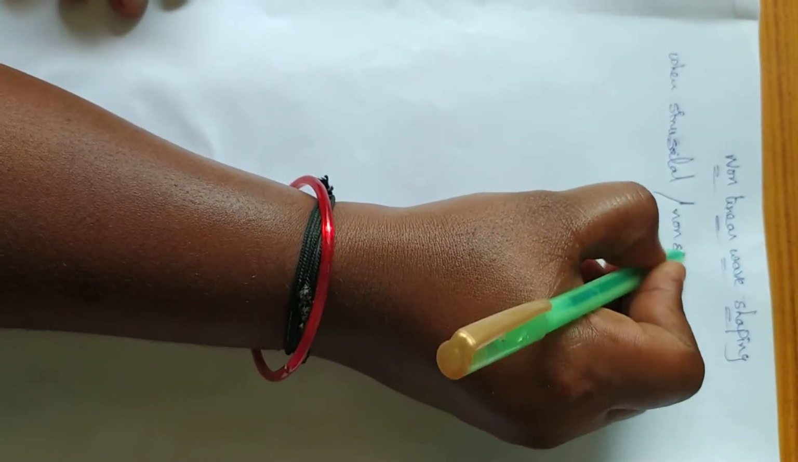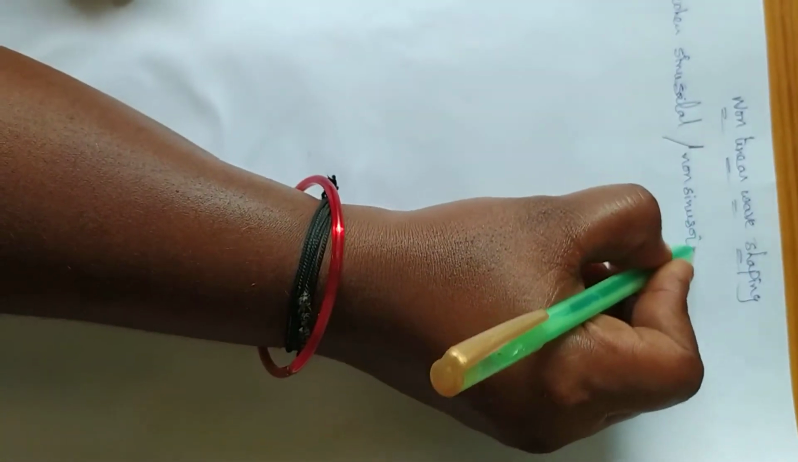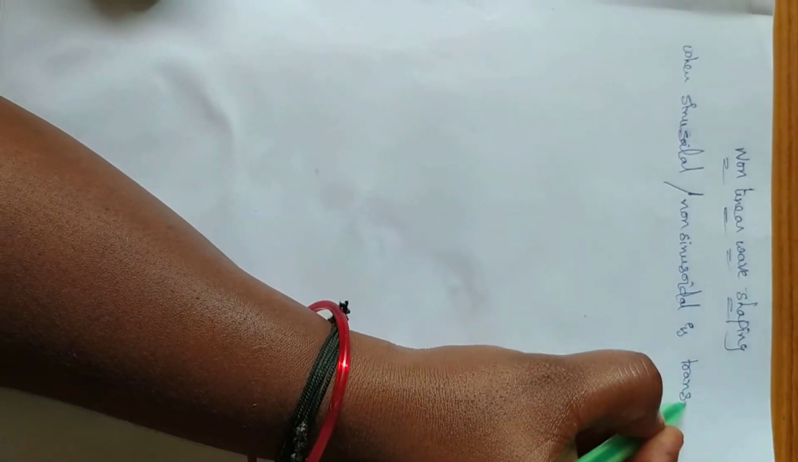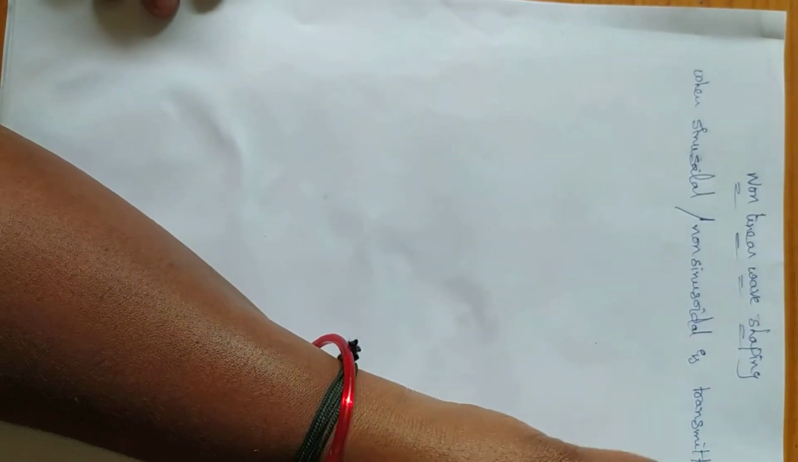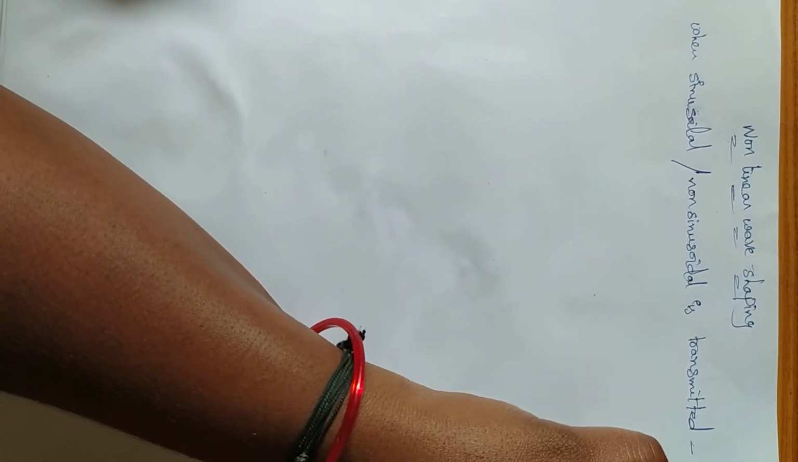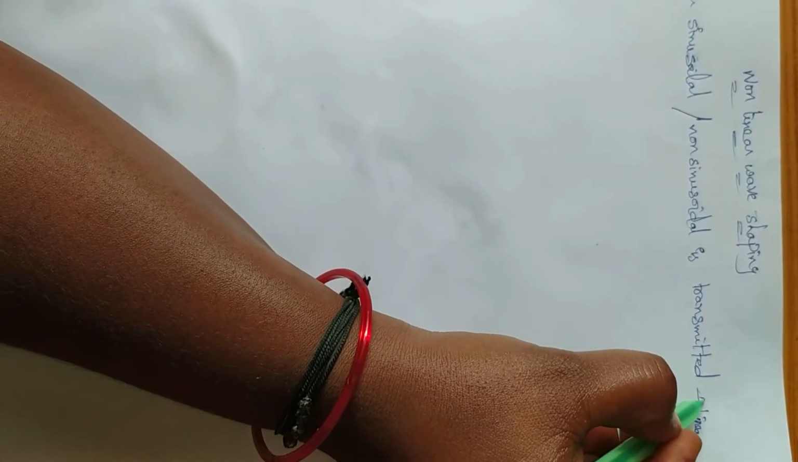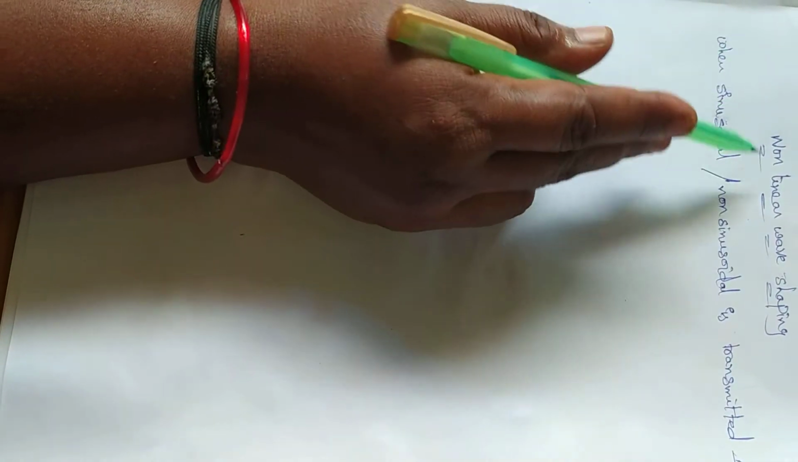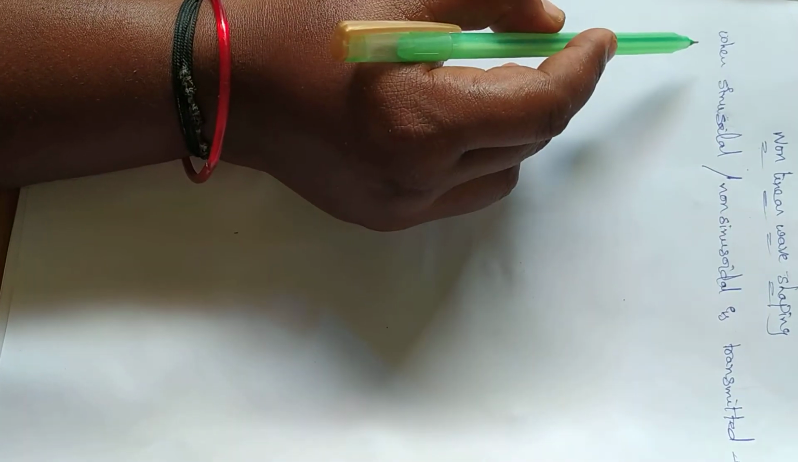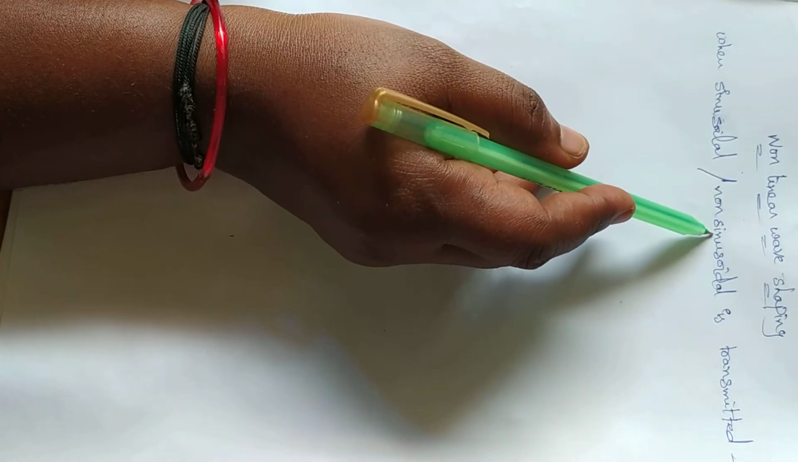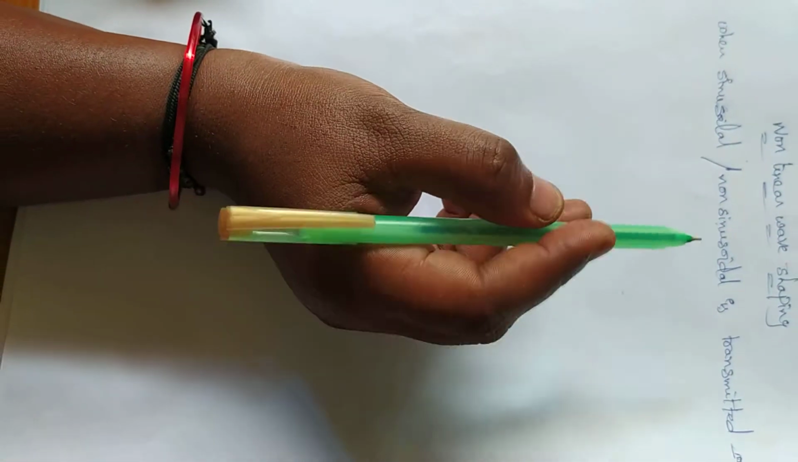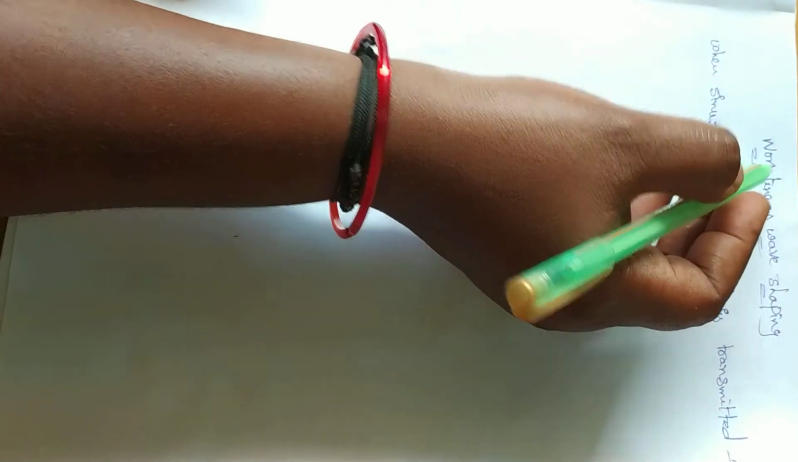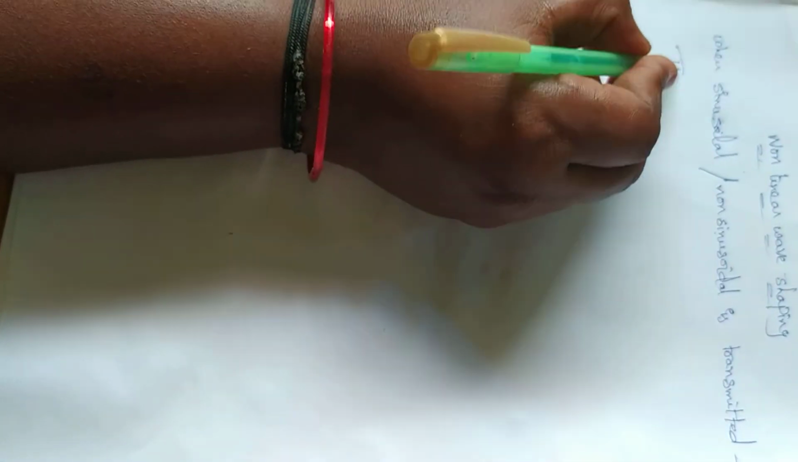In case of non-linear wave shaping, when a sinusoidal or non-sinusoidal signal is transmitted through a non-linear network, then it is called non-linear wave shaping. That means when sinusoidal or non-sinusoidal is transmitted through a non-linear circuit, then it is called non-linear wave shaping. Non-linear wave shaping is classified into two types.